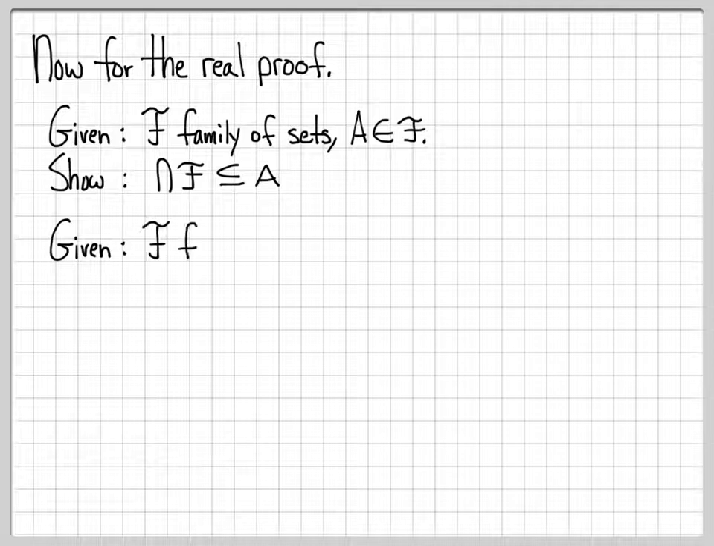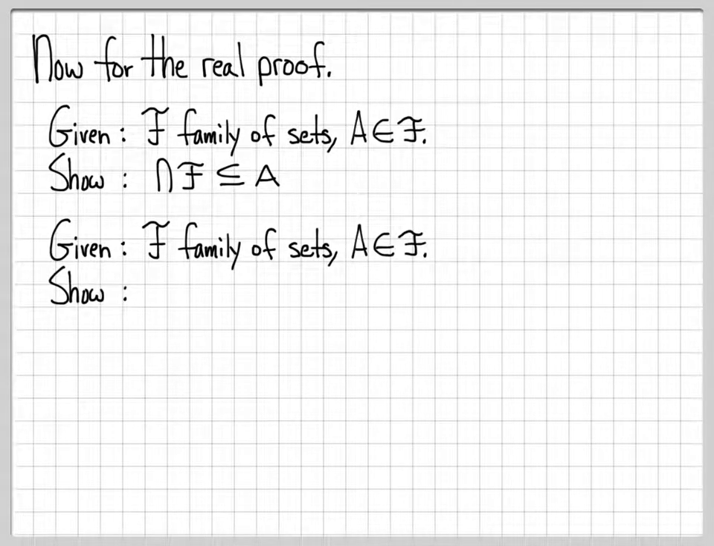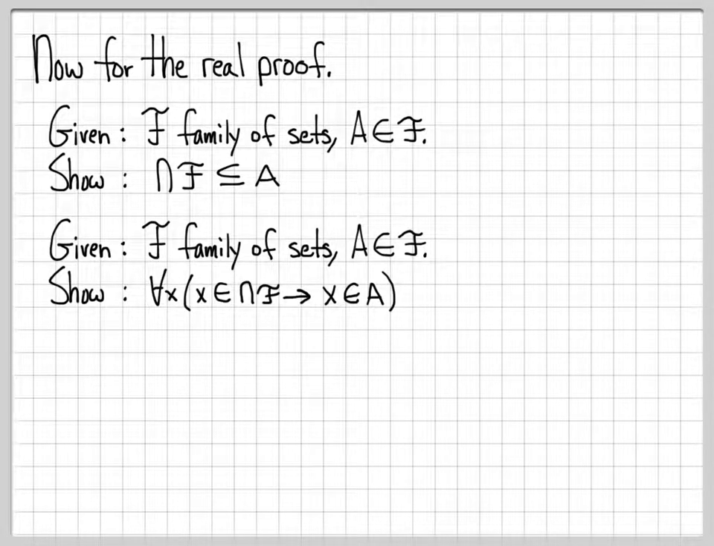What we're going to do is we're going to transform what we want to show, or our goal, one step at a time. So I rewrote the givens, and now I'm going to transform the intersection of F being a subset of A into something a little different. What does it mean for a set to be a subset of another? Well, it means for all elements in the first set, this implies those elements are in the second set. So I just wrote down a logically equivalent statement. For all x, x in the intersection of F implies x in A. Okay, so I've transformed it one little step.